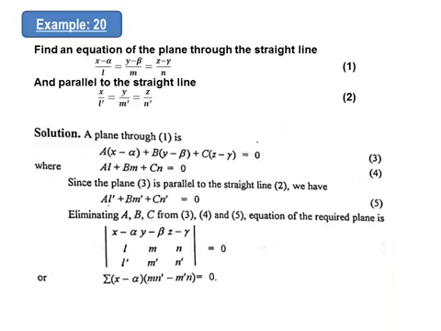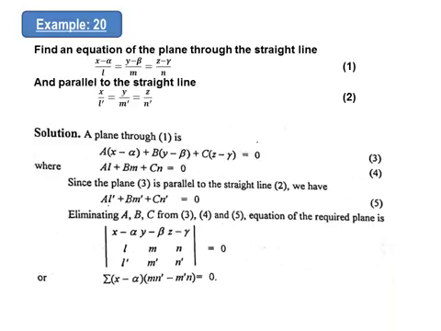If we write the parametric equation of equation number 1, then we have (x - alpha)/l = (y - beta)/m = (z - gamma)/n = t. We set equation number 1 equal to the parameter t. Then it gives x = alpha + lt, y = beta + mt, z = gamma + nt.